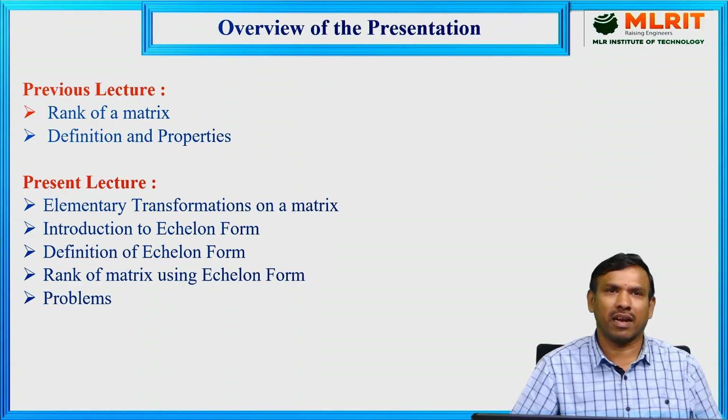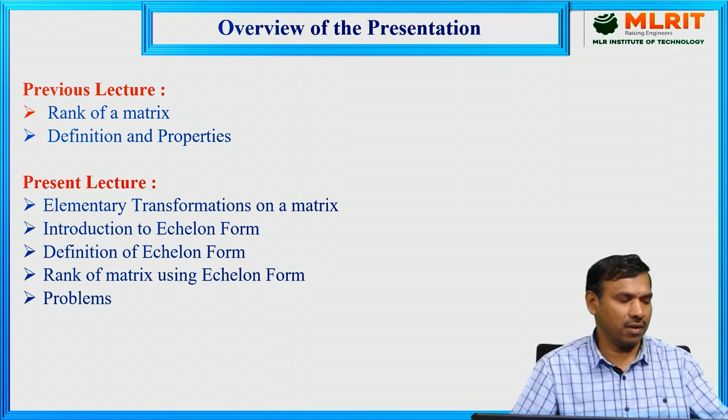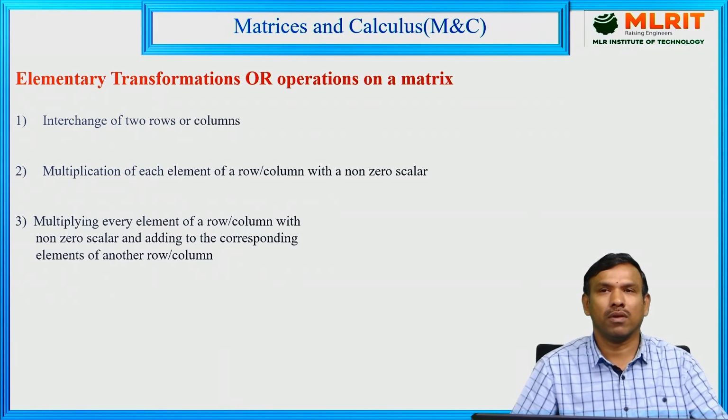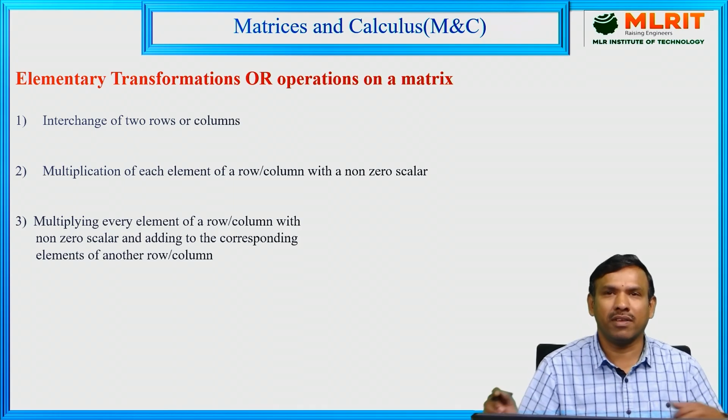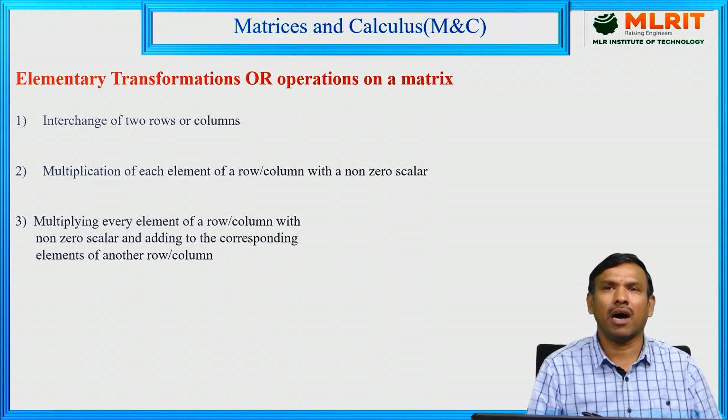In today's lecture, we are going to learn what the elementary transformations of a matrix are, what we mean by echelon form, and how to find the rank using echelon form. These topics we discuss, and some problems also. Before going to the echelon form, we need to discuss elementary transformations or operations on a matrix. Which type of operations can we apply? Basically, three operations are defined.